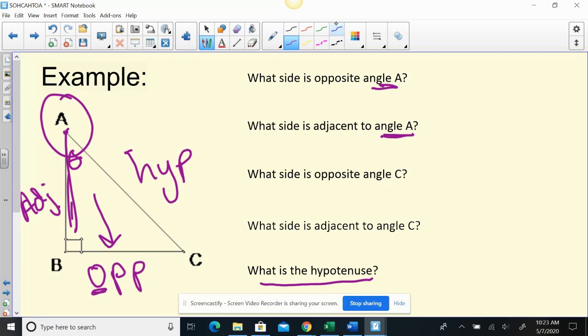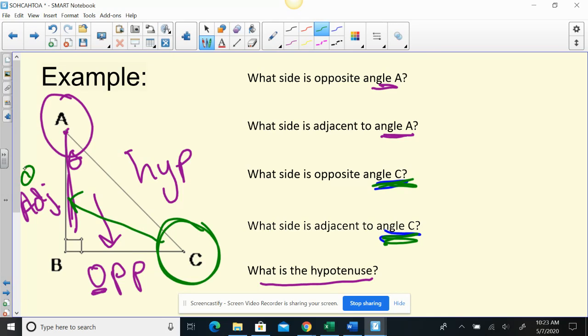Now, if they're talking about angle C, my reference point is going to change. So I'm actually going to use green because blue and purple sometimes look the same. So green is over here. Now if I'm talking opposite angle C, opposite it would now be this side. So AB is opposite C, and then adjacent is now BC. BC is adjacent to angle C, and I might call that theta. Hypotenuse never changes. B would never be the reference angle because that's already 90 degrees. So the 90-degree angle is never your reference angle.